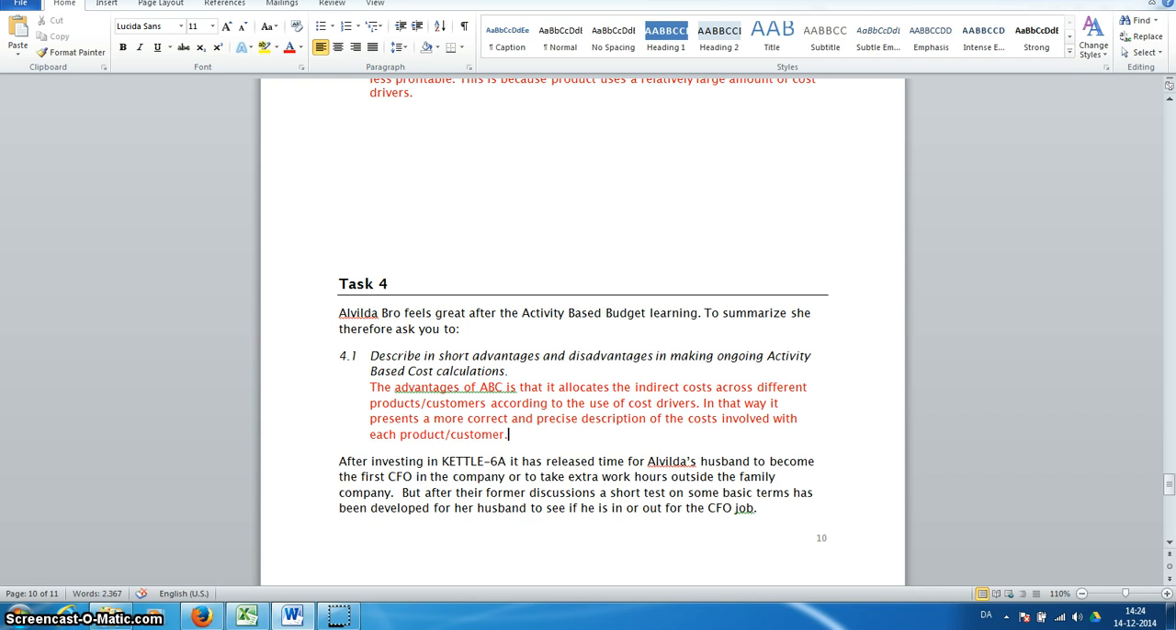So just to sum up, the advantages of activity-based costing is that it allocates the indirect costs across different products or customers according to the use of cost drivers, and in that way it presents a more correct and precise description of the cost involved with each product slash customer. And we could also write here compared to standard costing.